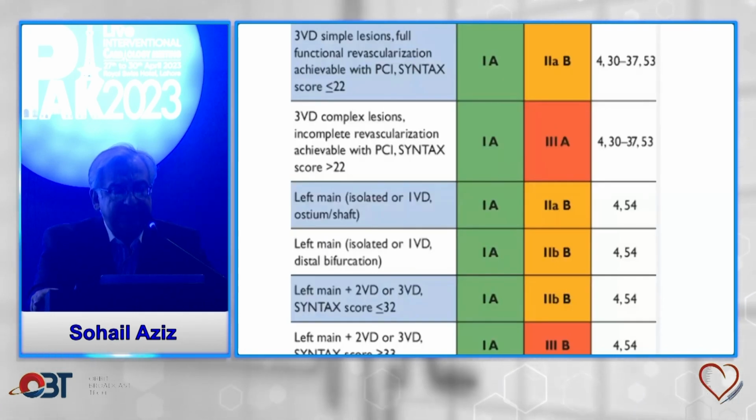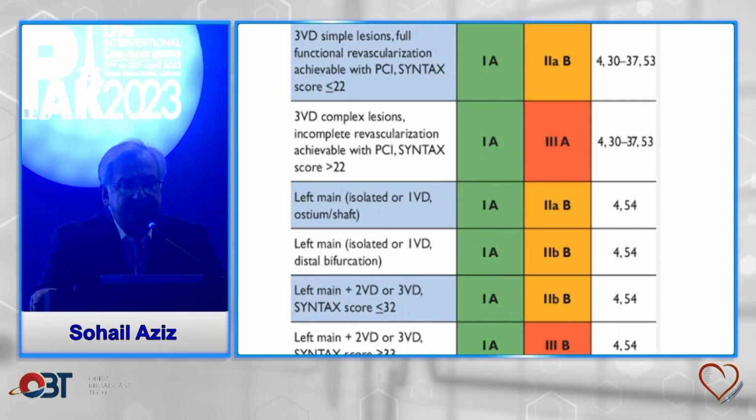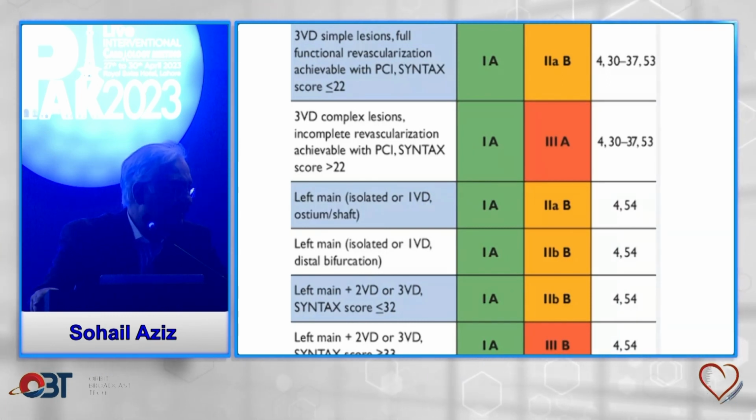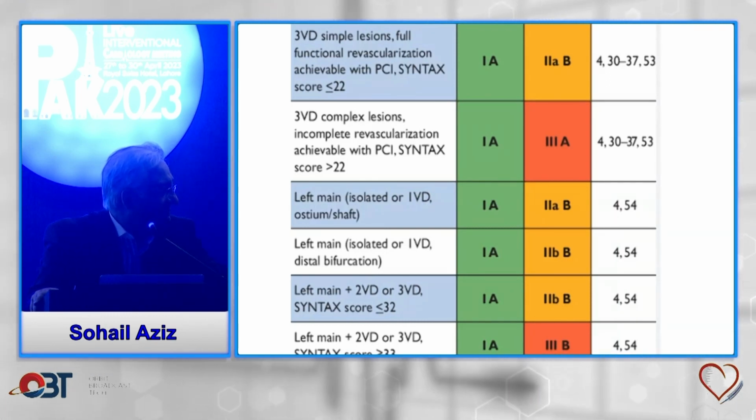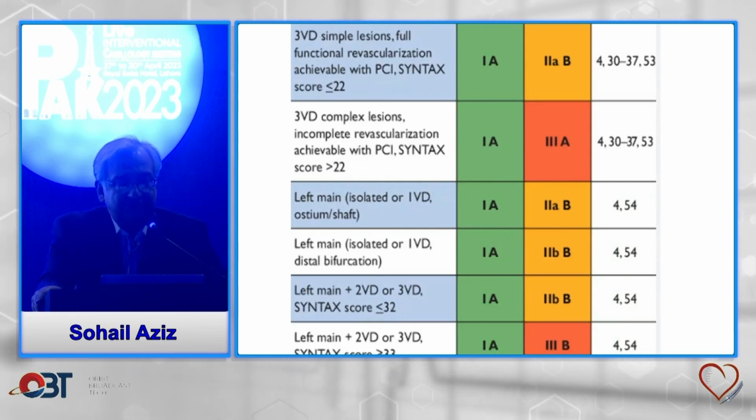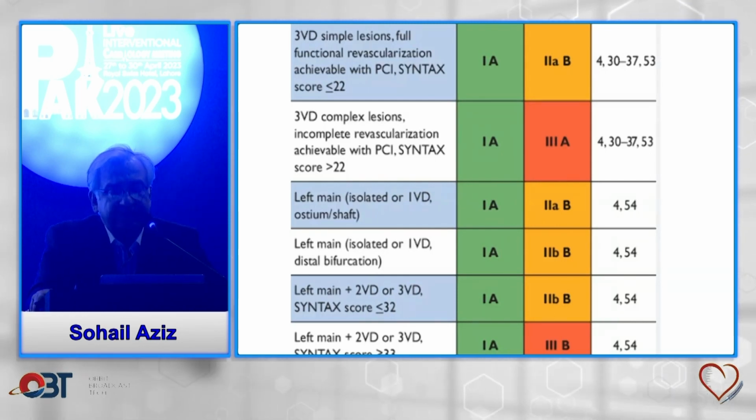We talk about the guidelines. The guideline is that for left main stem, am I short of time? Okay. So for left main stem, a single vessel, everything with LAD involvement is 1A for surgery. And for PCI, if it's shaft, ostial, it's 1A. If it's with a single vessel, it's 1B. And if it's three vessel with left main, it's a contraindication, 2B or 3.